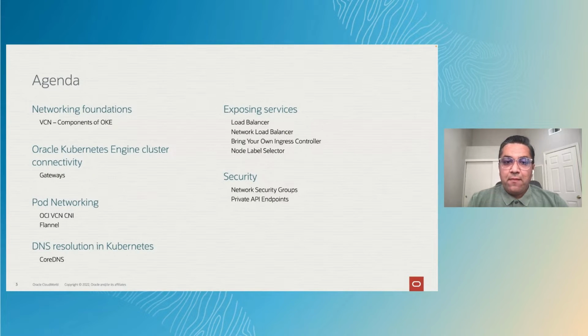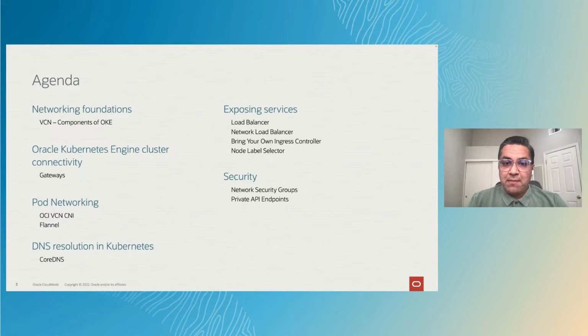So we'll start off with a bit of networking foundations recap, a summary of the base building blocks of OCI networking. If you're already familiar with those base building blocks, it's going to be much easier for you to translate those components into the Kubernetes world. If you're new to networking, that's going to be a quick introduction to get you on route along with everybody else. Then we'll move on to cluster connectivity, talking about various gateways we support in Oracle Kubernetes.